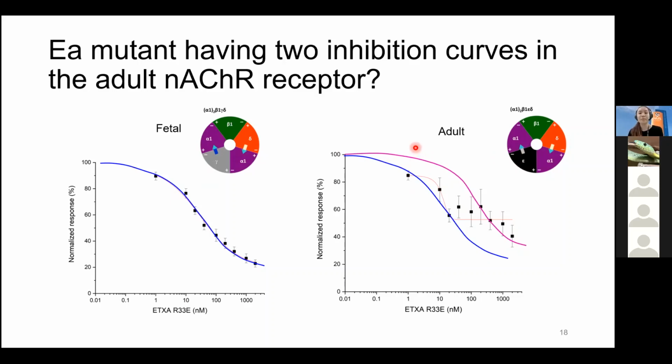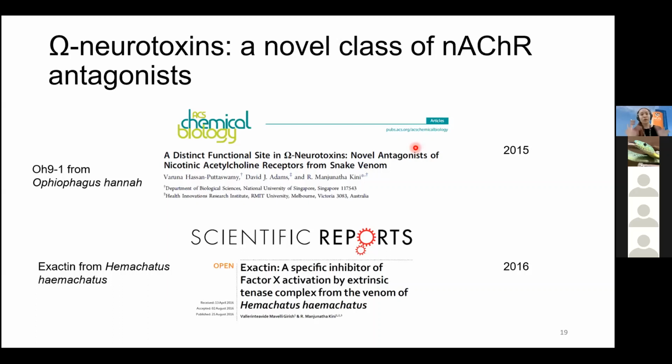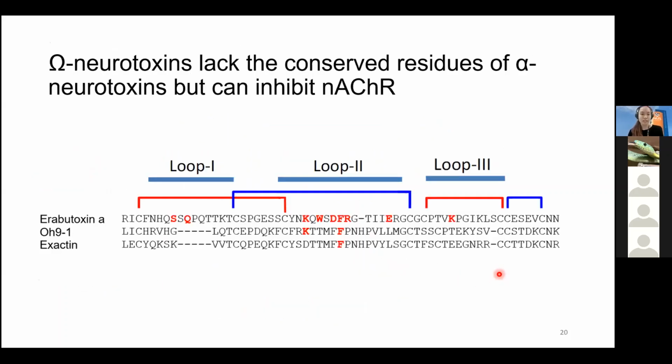substantiate this observation. So now I'll move on to the second part of my talk, which is about omega neurotoxins, which is a novel class of nicotinic acetylcholine receptor antagonists. I'm going to be talking about two of them today. We have OH91 from the king cobra, characterized as an omega neurotoxin in this paper published in 2015, and exactin from Hemachatus haemachatus, published in this paper from 2016.